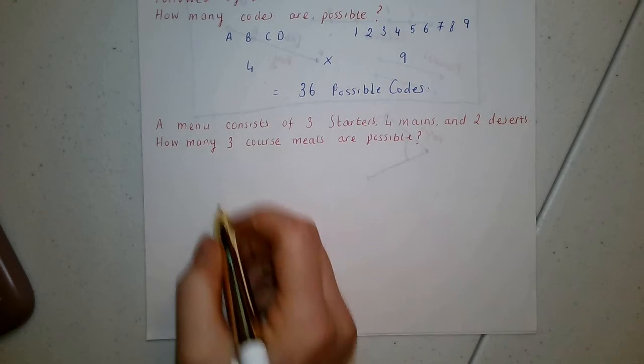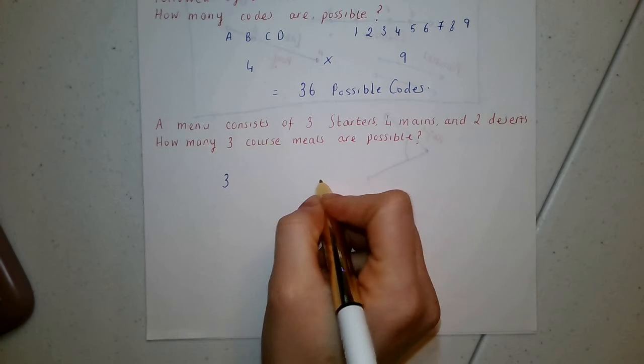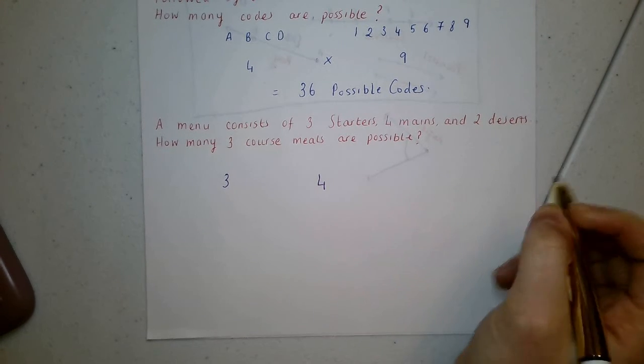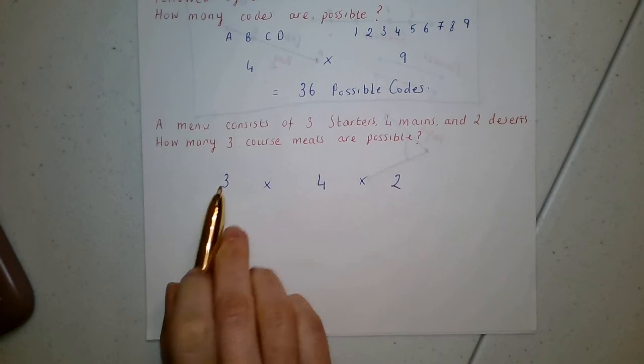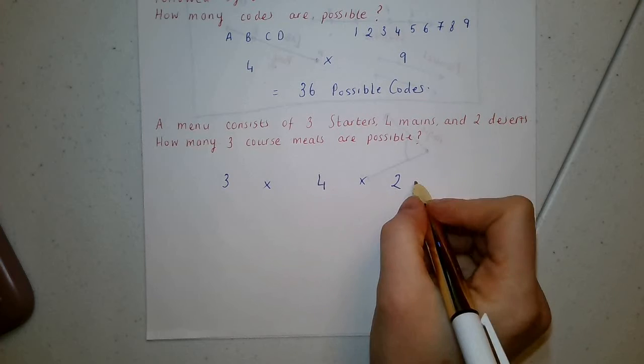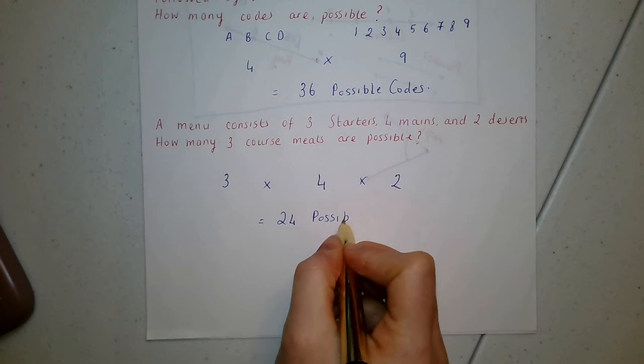Okay, so we take the amount of options for the starter, which is 3, the amount of options for the main, which is 4, and the amount of options for the dessert, which is 2, and we multiply them together. So 3 times 4 is 12, times 2 is 24, so in total there are 24 possible outcomes.